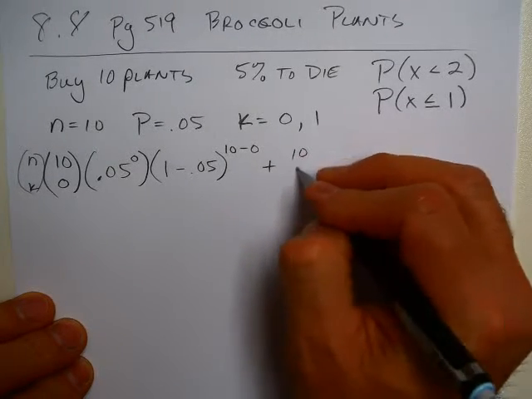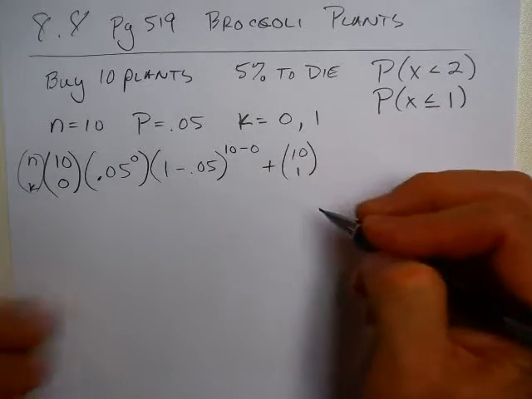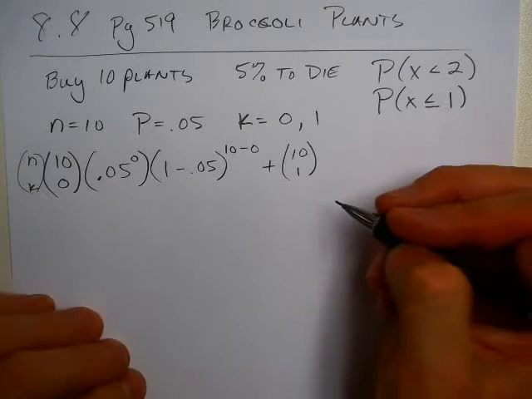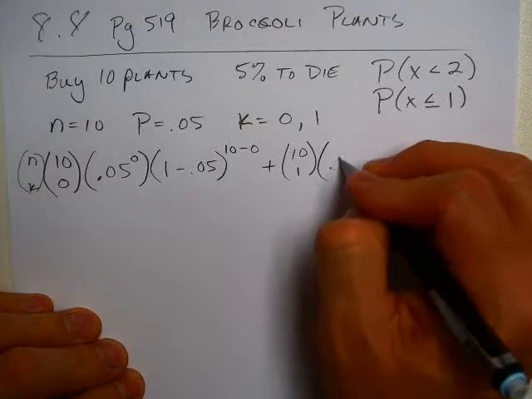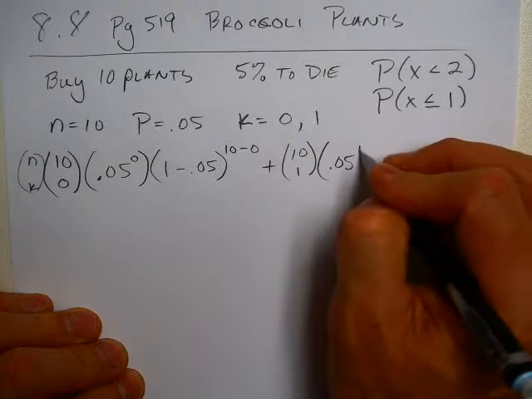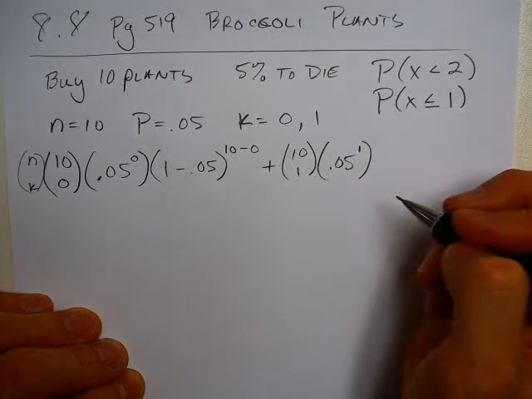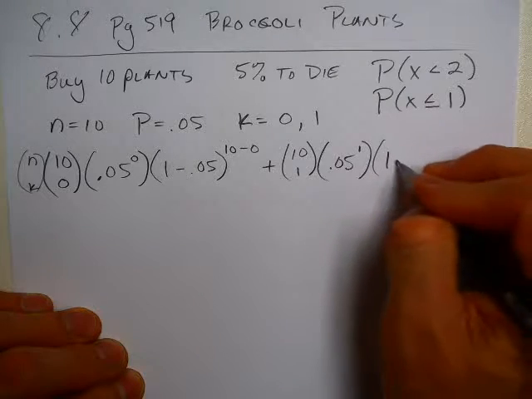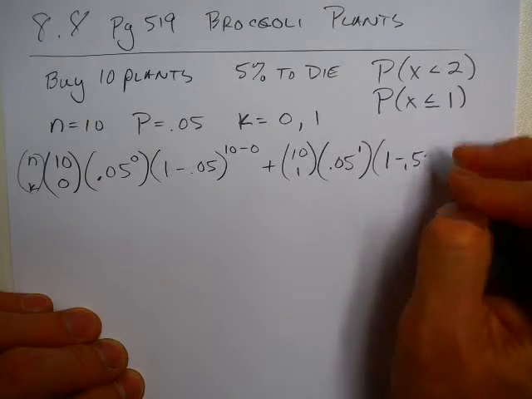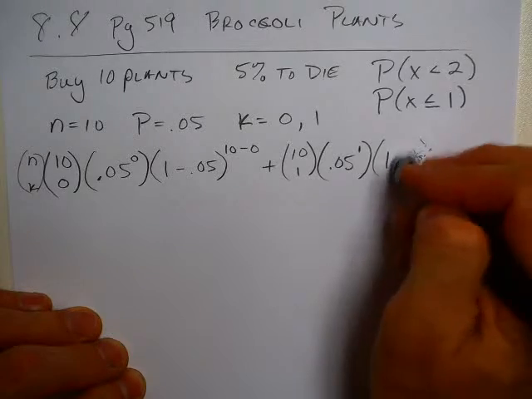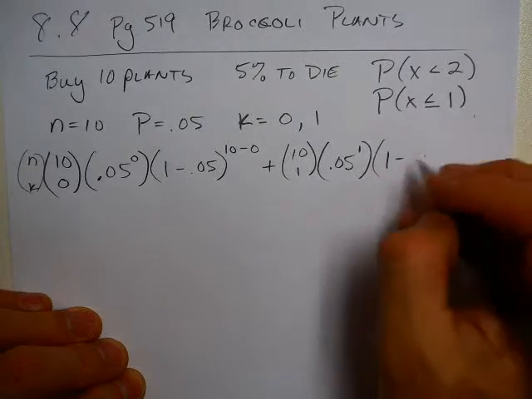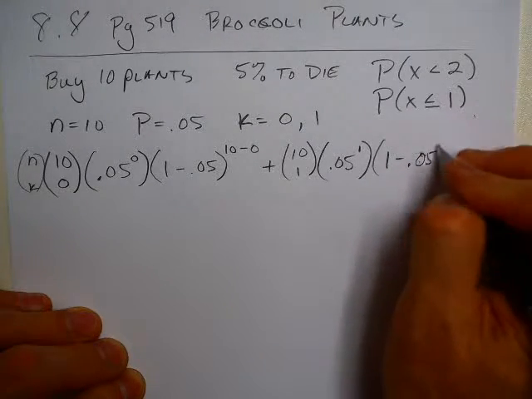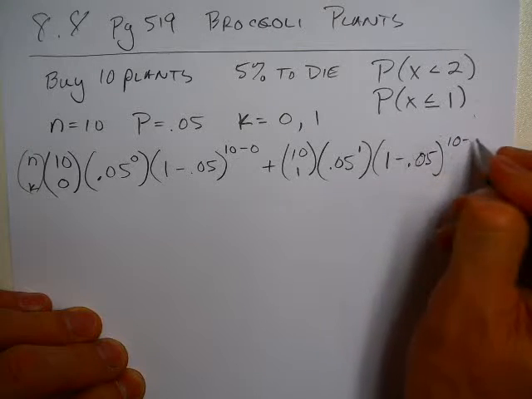So that's going to be 10 purchased, 1 fails. 0.05 is the probability that 1 fails to the first power, the k power, times 1 minus the probability of a failure. Oops. That's not going to work well. To the 10 minus 1 power.